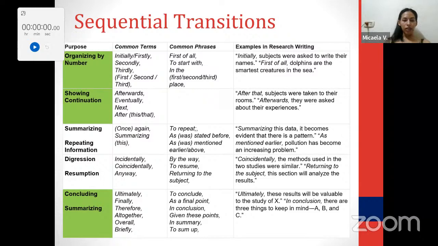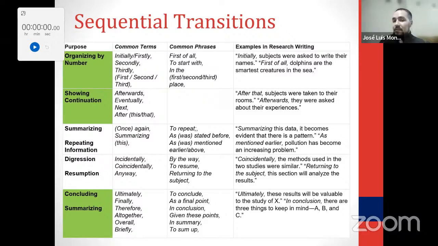Afterwards, they were asked about their experience. Concluding, summarizing: ultimately, finally, therefore, altogether, overall, briefly. Common phrases to conclude as a final point: in conclusion, given these points, in summary, to sum up. Ultimately, these results will be valuable to the study of X. In conclusion, there are three things to keep in mind: A, B, and C. Okay, thank you very much.